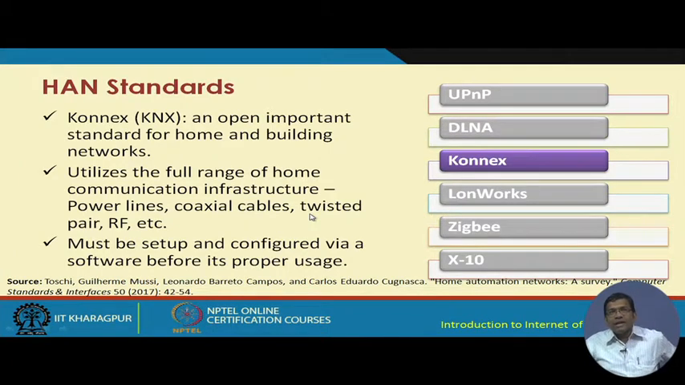Then we have this CONNEX standard, in short also known as the KNX standard, which is an important standard for home and building networks. It utilizes the full range of home communication infrastructure, including power lines, coaxial cables, twisted pair, RF, etc. Whatever existing communication infrastructure is there is utilized in CONNEX, and this must be set up and configured via software before its proper usage.